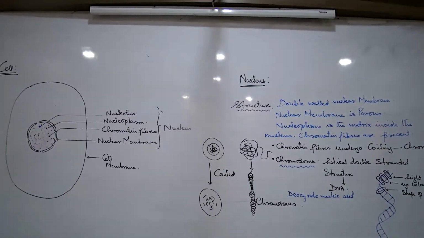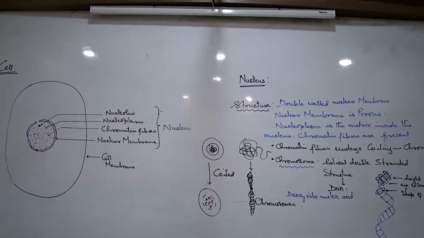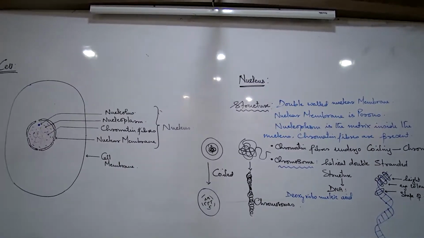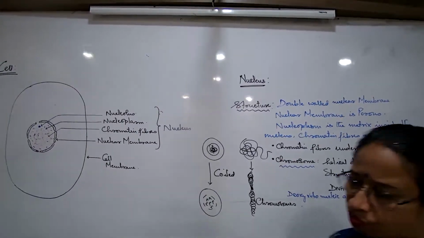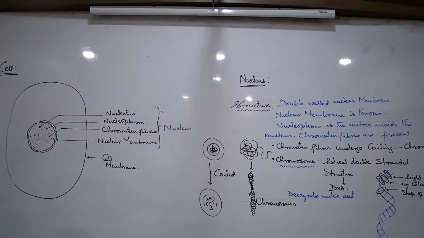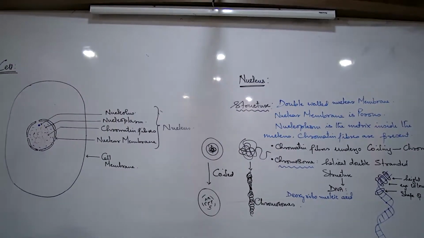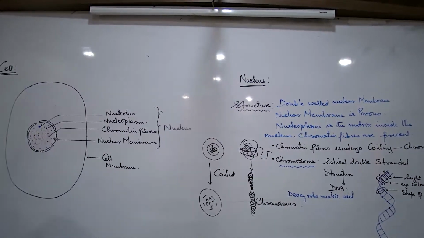Okay. Next definition. Define a gene. A gene is a specific segment of the DNA molecule.